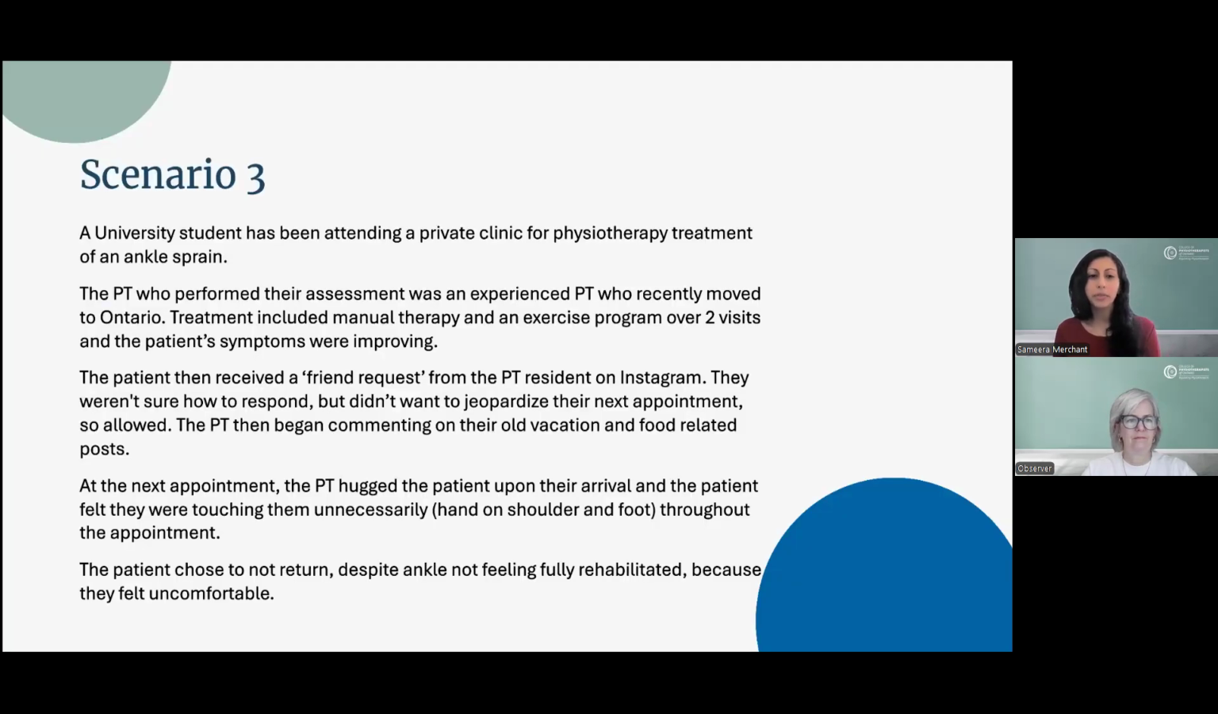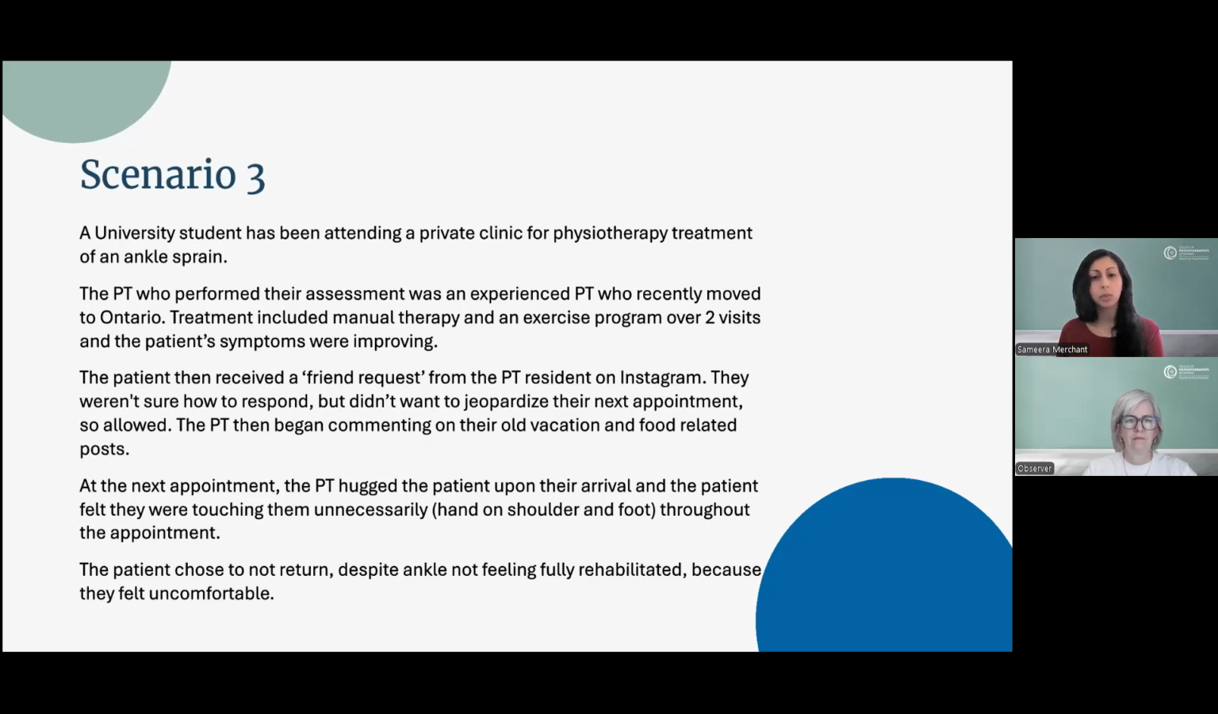Smita is a university student who made an appointment at a local physiotherapy clinic for treatment of her ankle pain. The PT who performed the assessment was an experienced physiotherapist and had recently moved to Ontario from outside of North America. The PT, following the initial assessment, prescribed manual therapy treatment and a home exercise program over 2 visits.